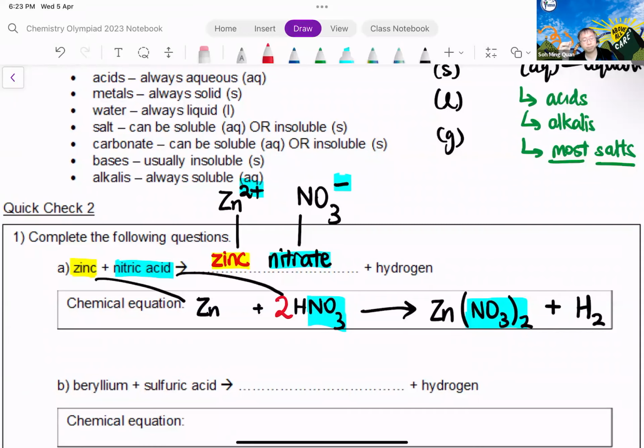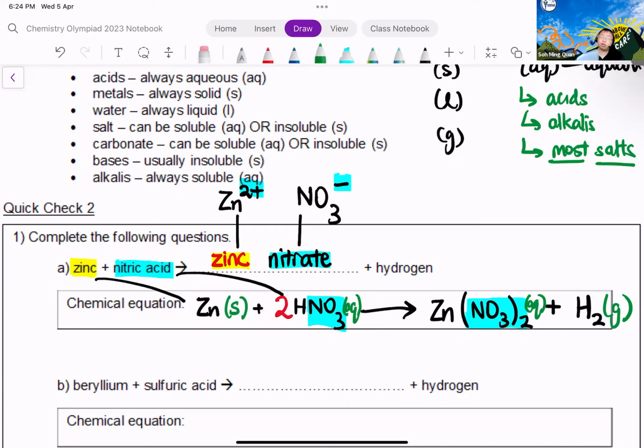Okay. Now let's add in state symbols. Zinc is a metal. Metals are solids. Nitric acid is an acid, so it's aqueous. The salt is aqueous. And finally, hydrogen is a gas. All right, so solid, aqueous, aqueous, gas. So this is quick check 2.